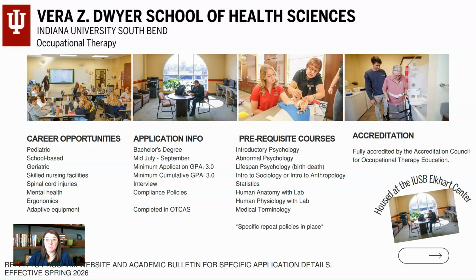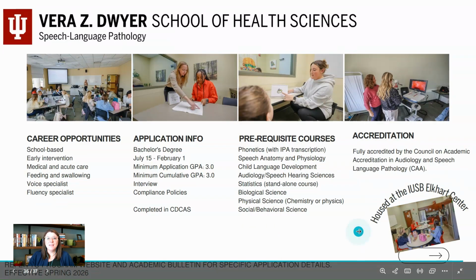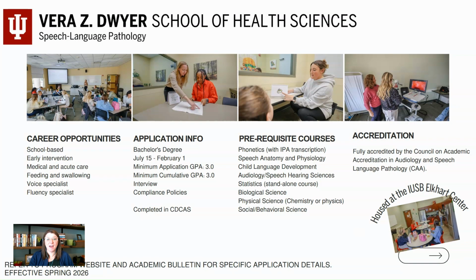The Occupational Therapy Master's Program is fully accredited by the Accreditation Council for Occupational Therapy Education. And this program, along with the Speech Language Pathology Graduate Program, are housed at the Elkhart Center primarily. So these beautiful spaces that you see here are of the Elkhart Center. The next program to talk about that is at the Elkhart Center is the Master's of Speech Language Pathology.